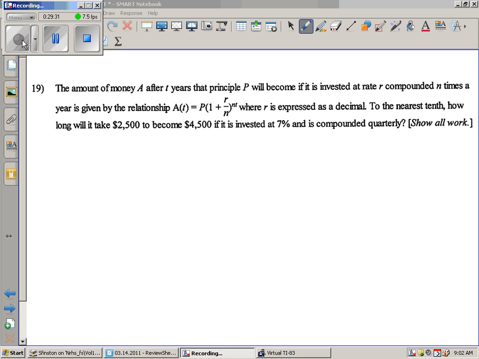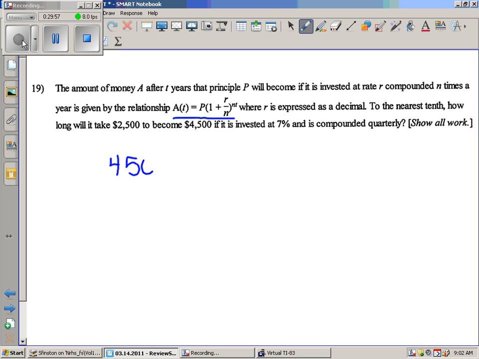Last one. Let's do this. For this particular test, since I've asked you to memorize so much, any formulas you need are pretty much going to be there in the problem. So the amount of money, A, after T years, the principal invested at a rate of R compounded n times per year is given by that formula, where R is expressed as a decimal. To the nearest tenth, how long is it going to take 2,500 bucks to become 4,500 bucks?